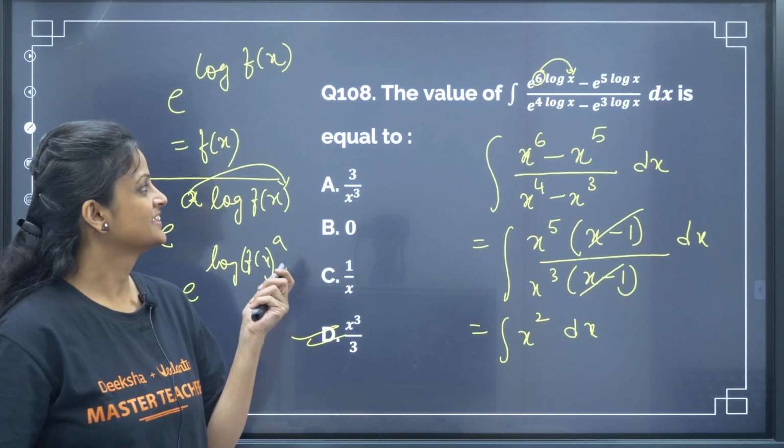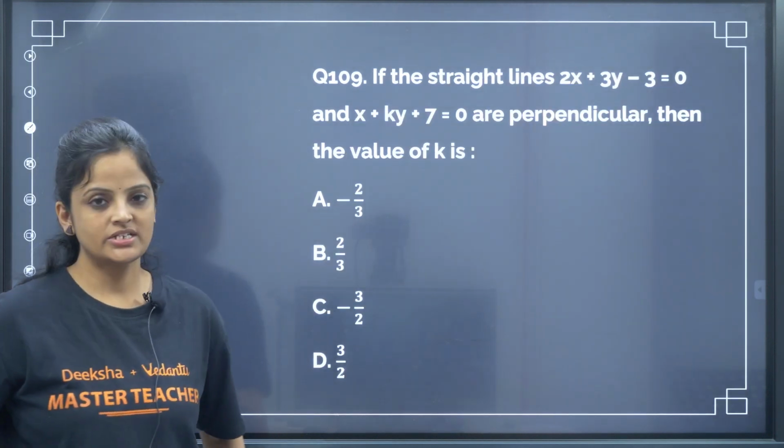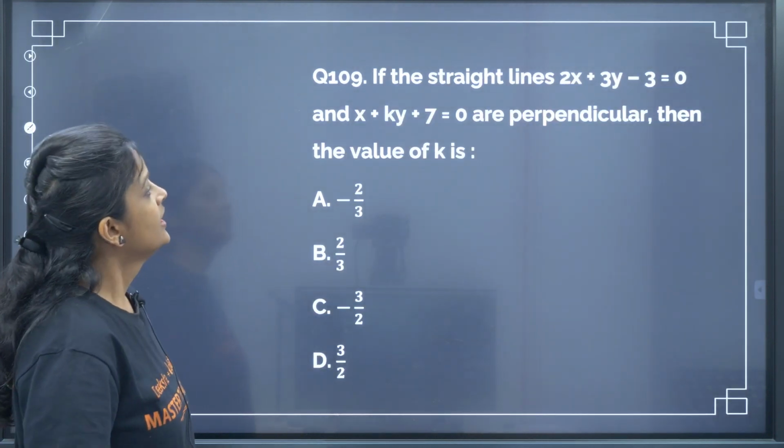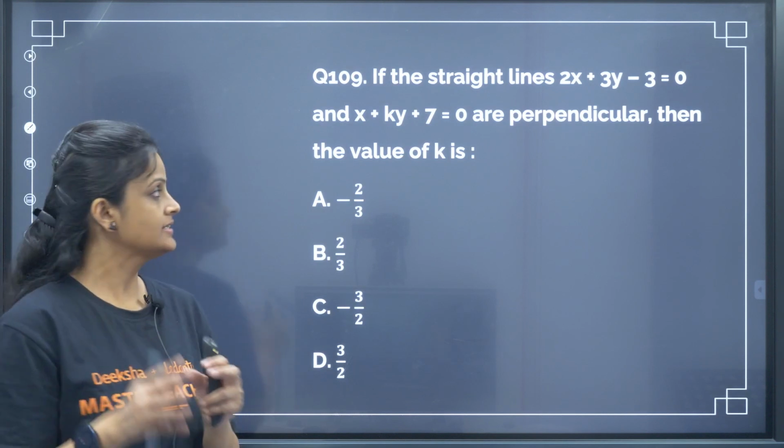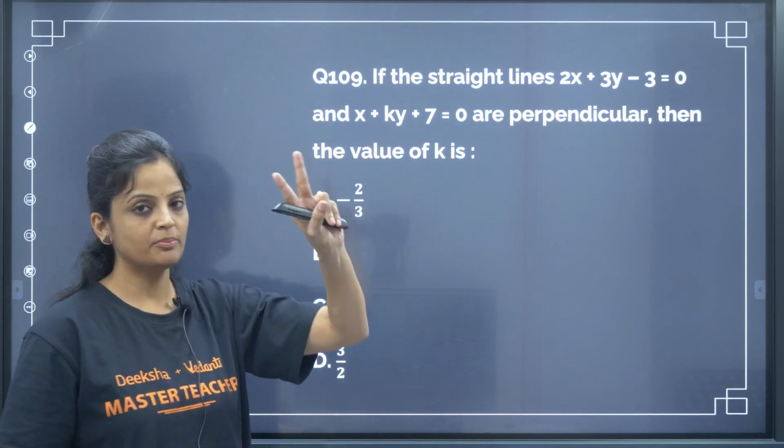Okay, next question. Ready? Having fun with the questions now? Let's continue. If the straight lines, two lines are given, are perpendicular.